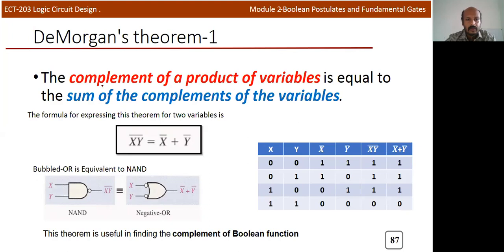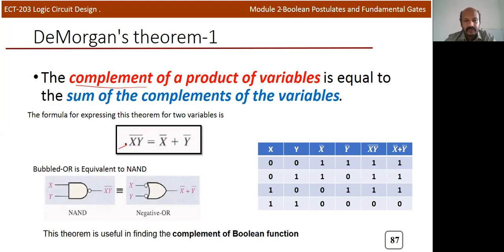De Morgan's theorem says that the complement of a product of variables, please read, is equal to the sum of complements of the variables. I'll explain this sentence by using a simple expression that will be very easy to remember. Actually, there is a complement of product of variables.